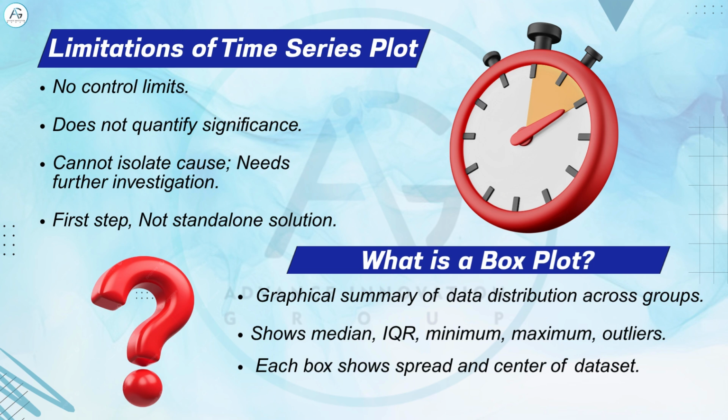It displays the median, the interquartile range, IQR, the minimum and maximum, and any outliers. This makes it especially useful when comparing different groups, like different machines, shifts, or temperature settings, because it shows both variation and central tendency at a glance. So while time series plots show behavior over time, box plots help compare distributions between categories.